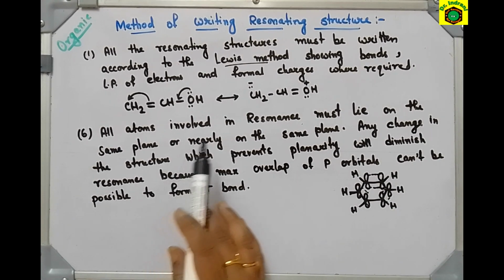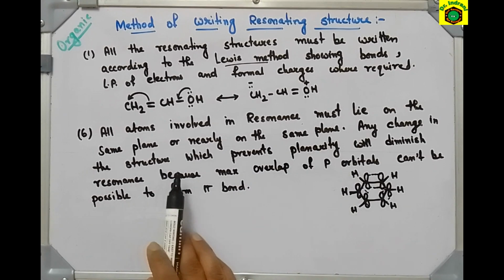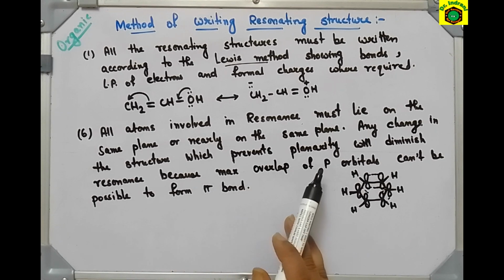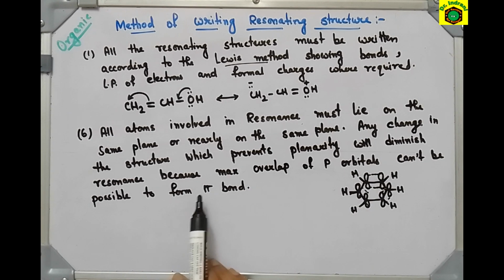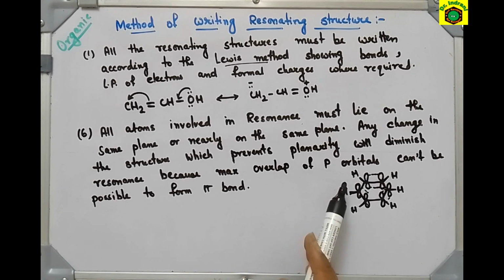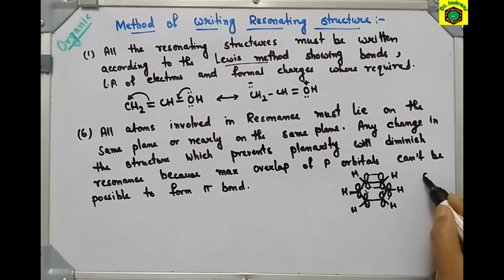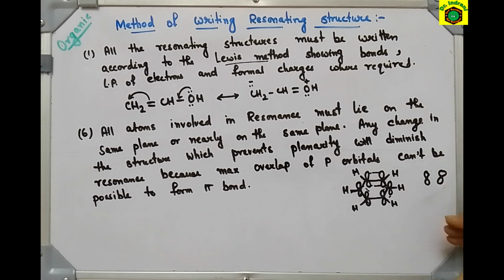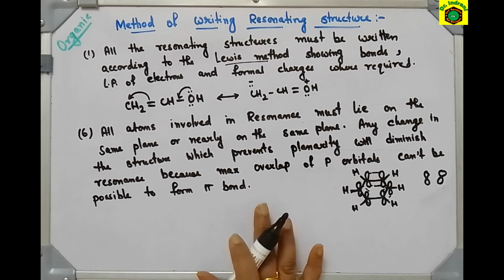So all atoms involved in resonance must lie on the same plane or nearly on the same plane. Any change in the structure which prevents planarity will hamper resonance, because maximum overlap of p orbitals cannot be possible to form a pi bond. If of two adjacent p orbitals, one is like this way and another is like this way, then overlapping is hampered. So pi bond formation is not possible, and resonance is not possible. So these are the rules, or the method of writing resonating structures.